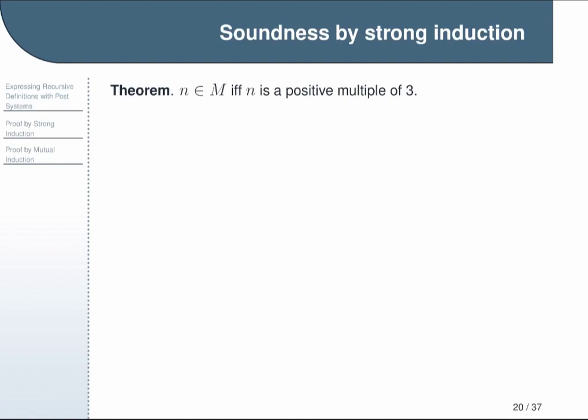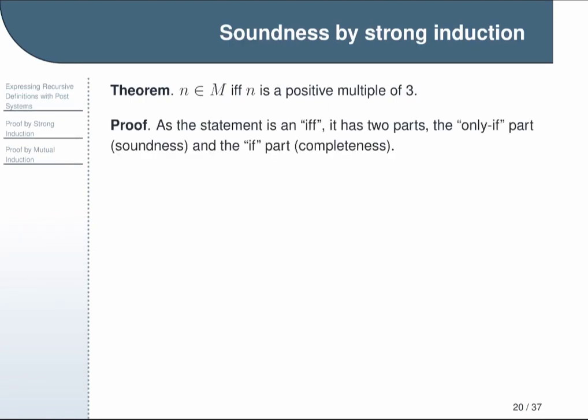Now, to arrive at a formal statement of soundness, we can begin with our full statement of our theorem, which is: N is in the set M if and only if N is a positive multiple of 3. Notice this is a biconditional, an if and only if statement. So we can decompose it into its two parts, the only if part and the if part. As we're observing here, the only if part is soundness. So that's where we're going to start.